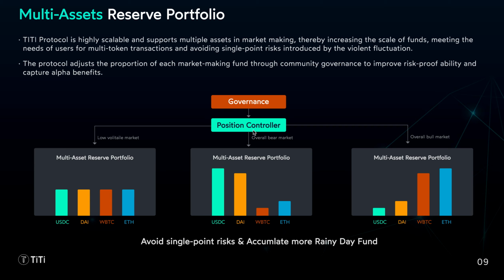We're also considering introducing community governance by adjusting the amounts of the various assets to deal with different market patterns. For example, when the market is in a bull market, we will increase the proportion of volatile assets such as Ethereum to capture more value. When in a bear market, we reduce the proportion of volatile assets to reduce the risk of the system.